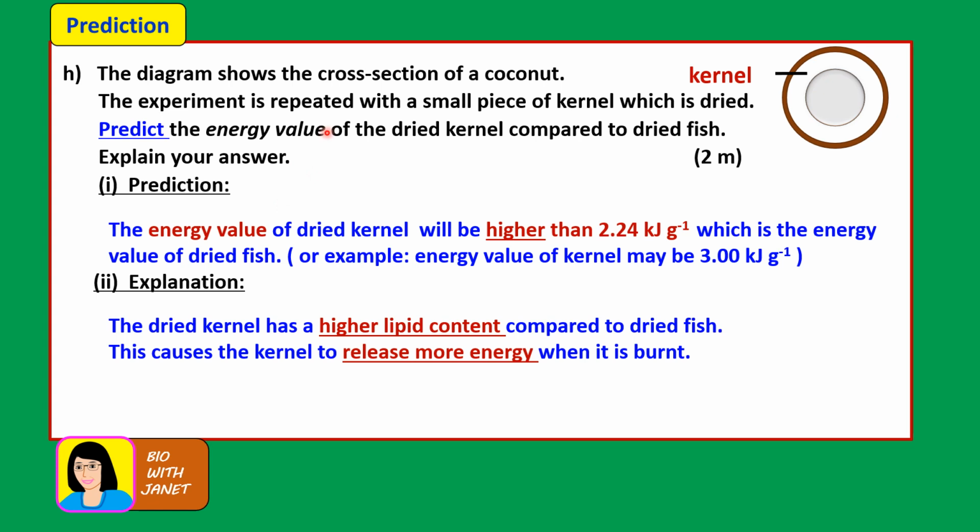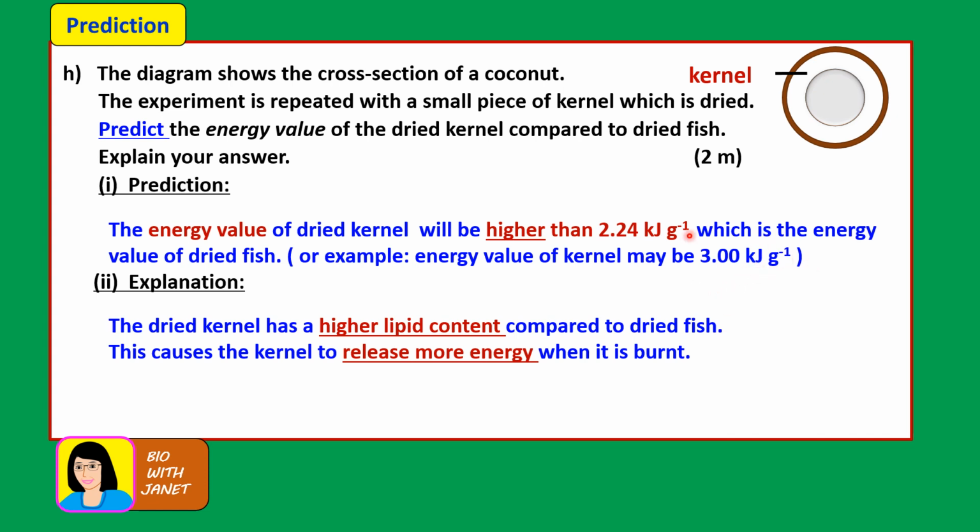So we know for sure that the dried kernel will have a higher lipid content than biscuit or dried fish, okay, which has less lipids, especially the non-oily types of fish. So we can state that the energy value of the dried kernel, because you're asked to predict the energy value of the dried kernel, will be higher than 2.24 kilojoules per gram, which was earlier determined as the energy value of the dried fish. Okay, there was an experiment earlier where we already determined that the energy value of dried fish is 2.24 kilojoules per gram. Okay, and we can give example. For example, the energy value of the kernel could be 3.00 kilojoules per gram.